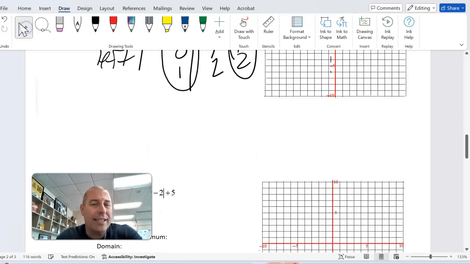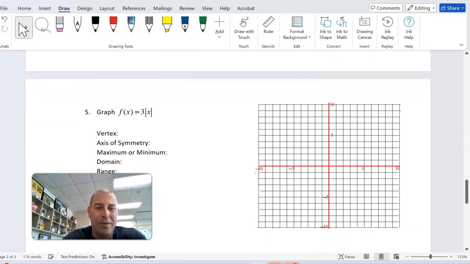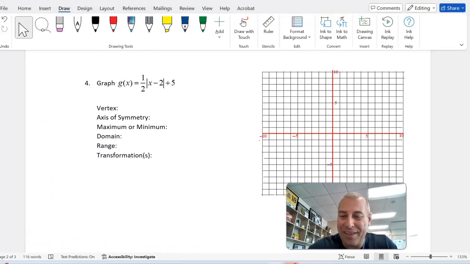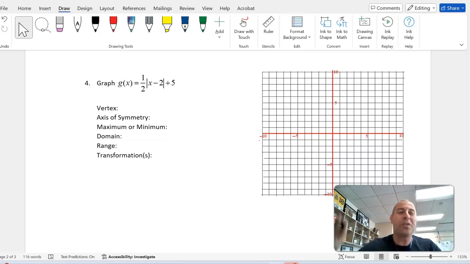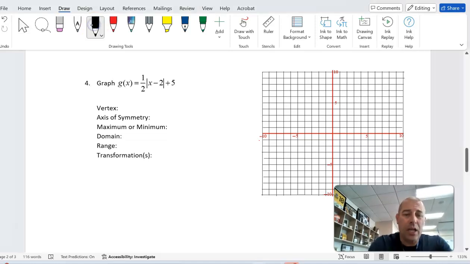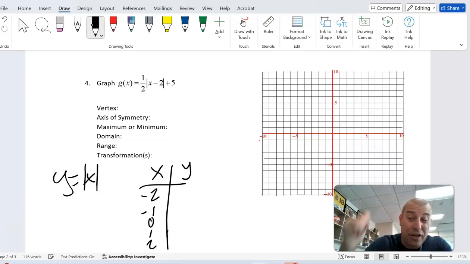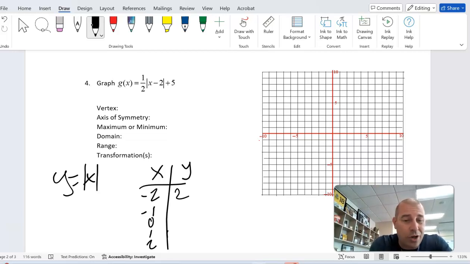Okay, so let's look at problem number 4. This one's going to kind of handle everything, and then this one will be our last one as well. All right, so automatic, x, y: -2, -1, 0, 1, and 2. Again, these are automatics because of our parent function, absolute value, and again, this is what we're working off of, that very first graph that we did. Absolute value of -2 is always 2. It's always 1. It's always 0. It's always 1. It's always 2. So that's automatic. That's there.